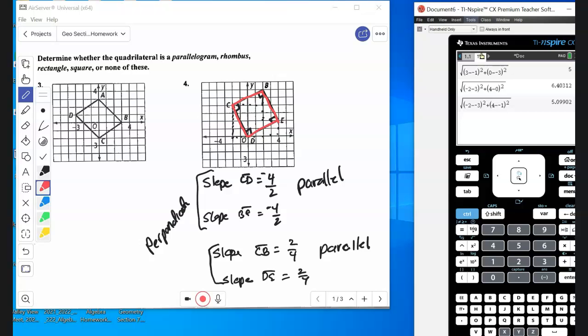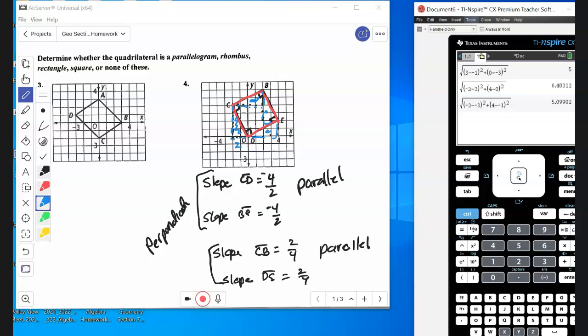So we're going to find the distance. I want you to notice something. We can make a right triangle here. So that means that we can use the Pythagorean theorem.